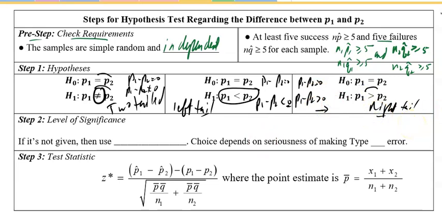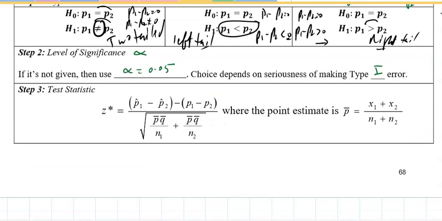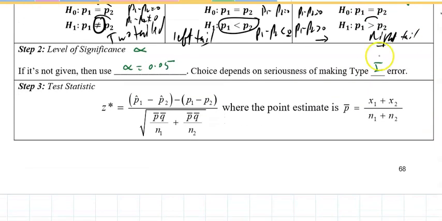So, the level of significance, alpha, if not given, we use alpha equal 5%. And the choice depends on seriousness of making type 1 error. That's always the case. No big deal. We just either reject the null hypothesis or try to reject it. So, you notice they do that.